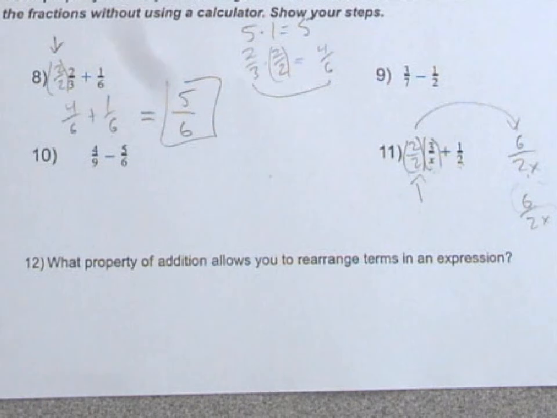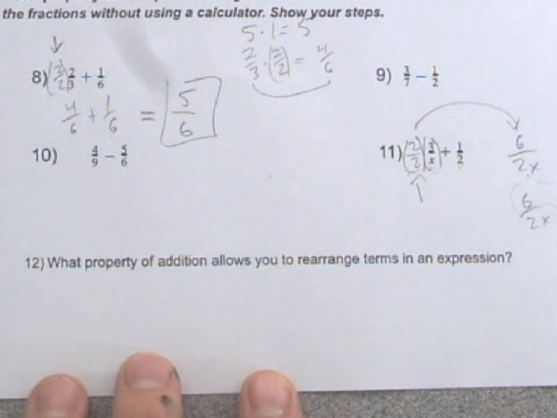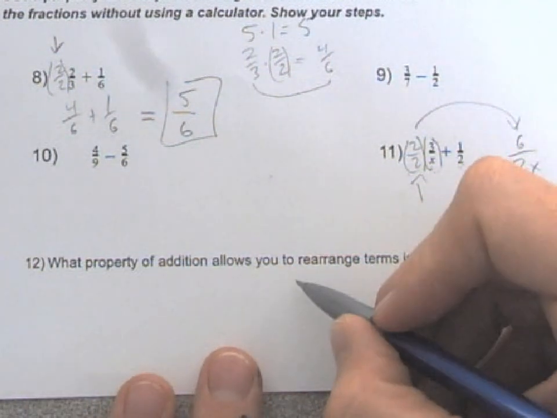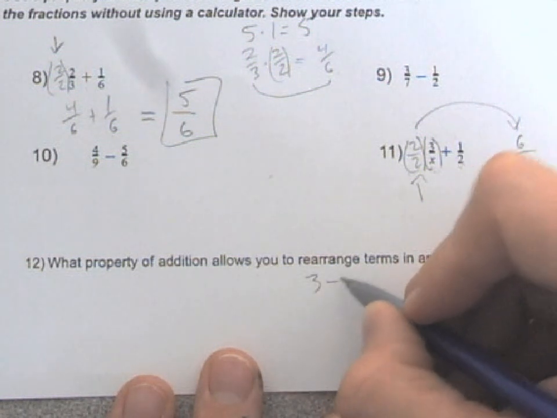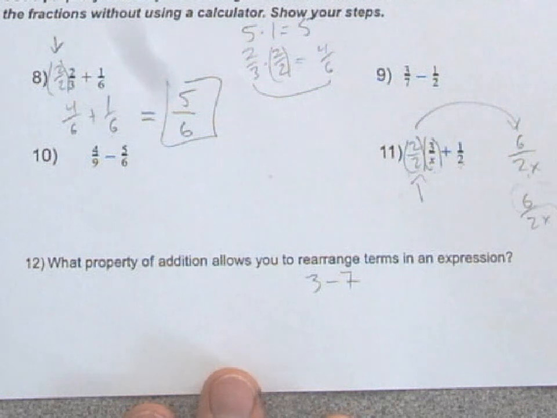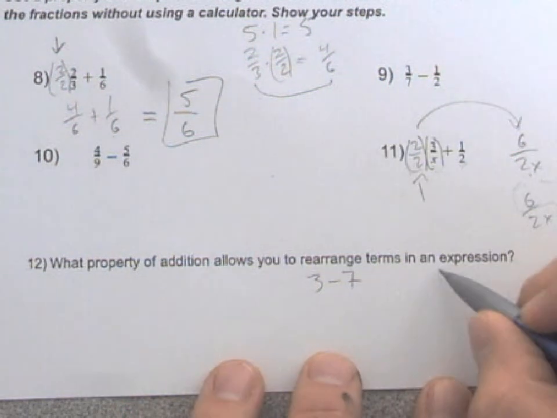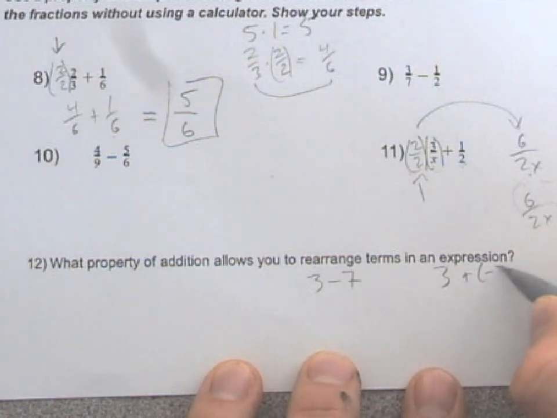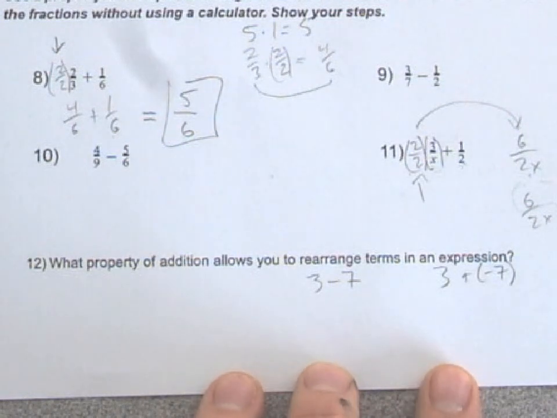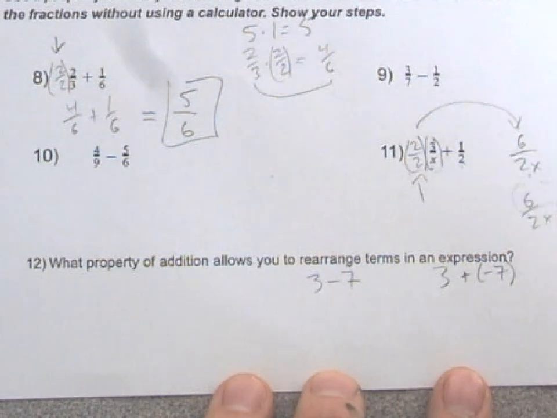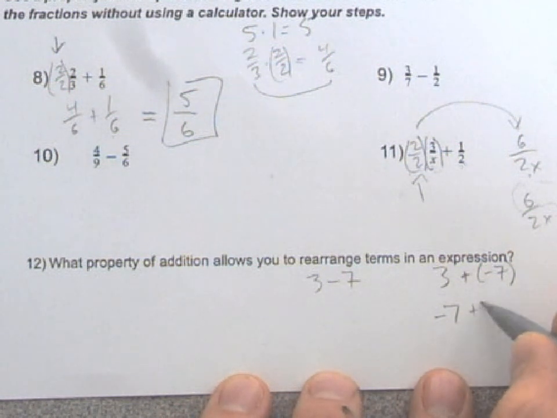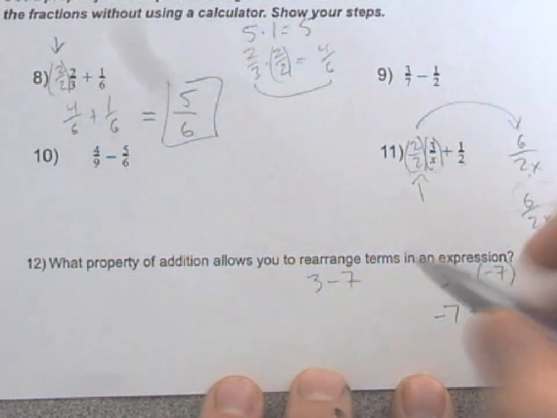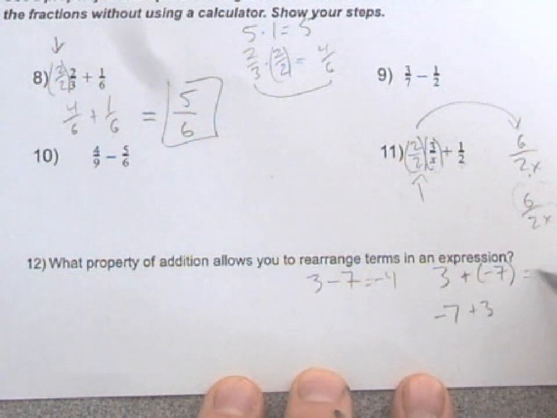What property of addition allows us to rearrange terms in an expression? Well, let me give you an example. Let's say we have 3 minus 7. Okay? Looks like a subtraction problem. I can rewrite this as 3 plus negative 7, right? And then if I want to, I can rearrange those terms or those pieces, and I can say 3 plus negative 7 is the same thing as negative 7 plus 3. In all cases, we're going to get a negative 4 out of this.